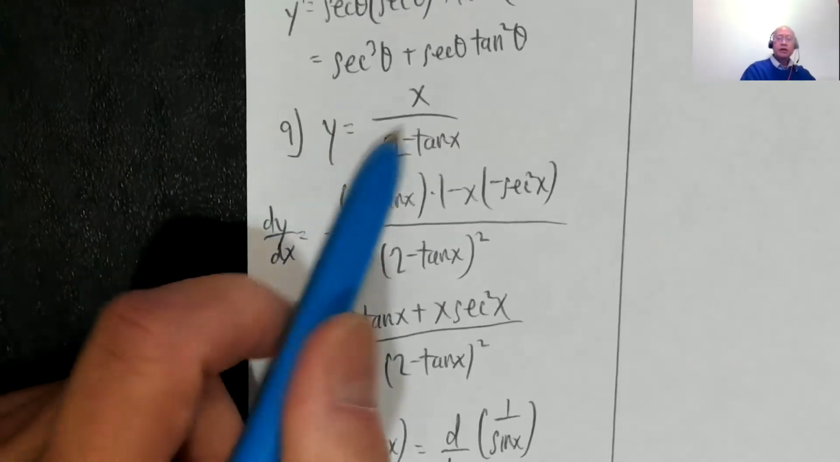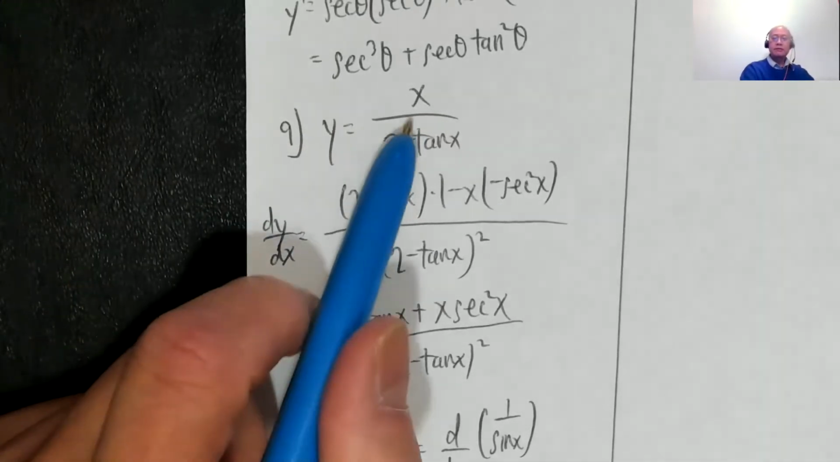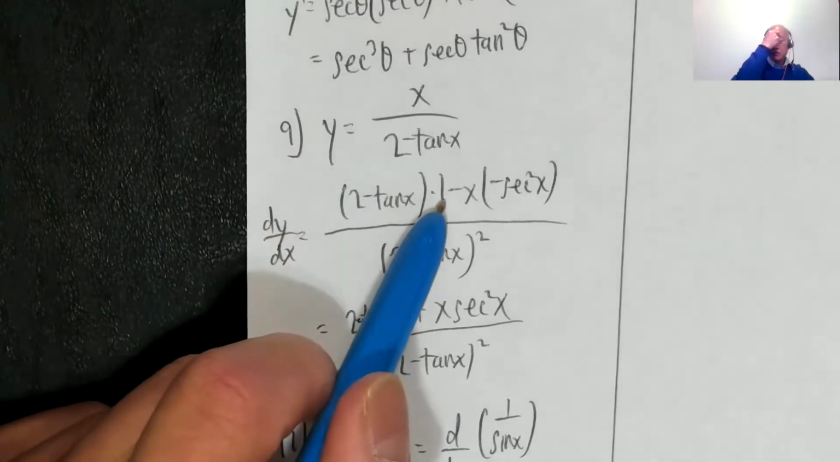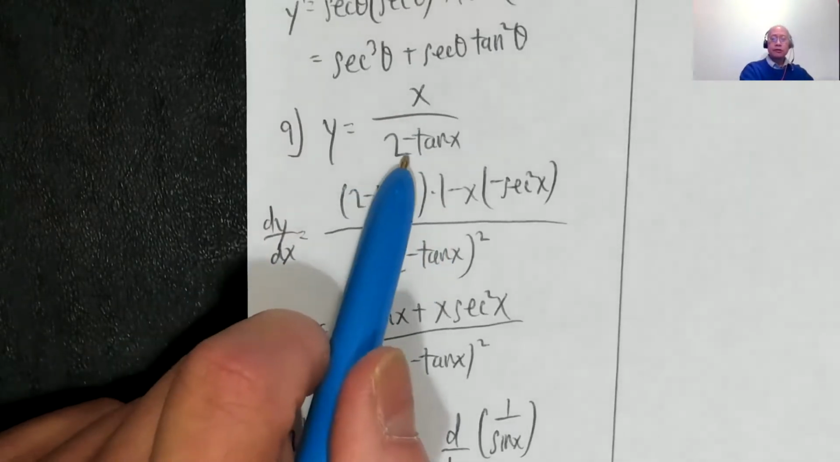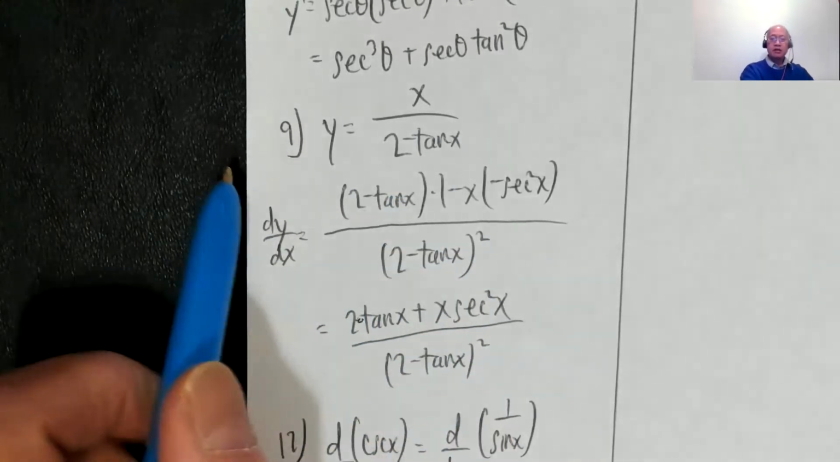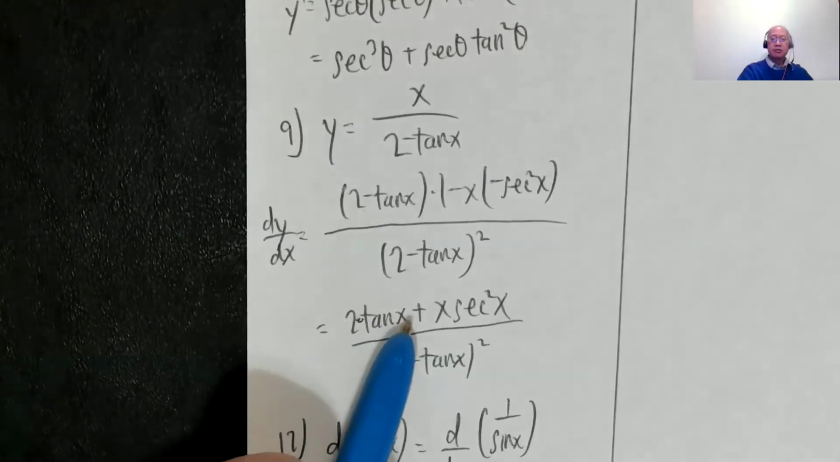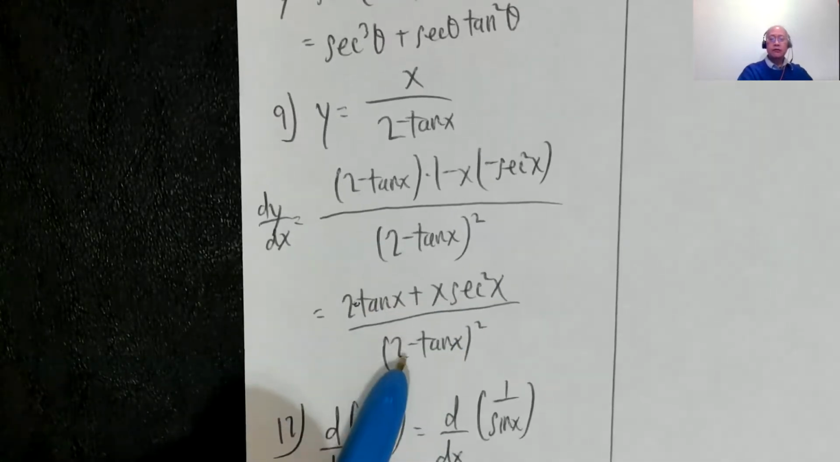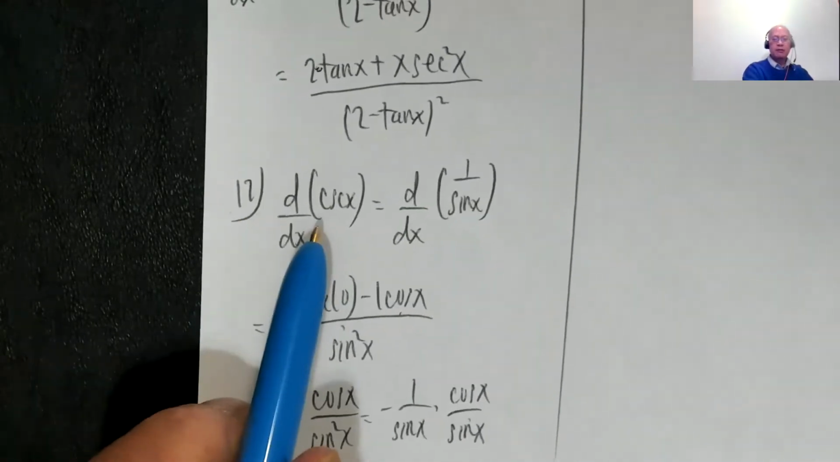Number 9, y equals x over 2 minus tan x, quotient rule. Bottom times derivative of the top, which is 1, minus the top x times derivative of the bottom: derivative of 2 is 0, derivative of negative tan x is negative secant squared x. And a little bit of touch up, that's a double negative. So I'm going to write 2 minus tan x plus x secant squared x, all over 2 minus tan x squared.